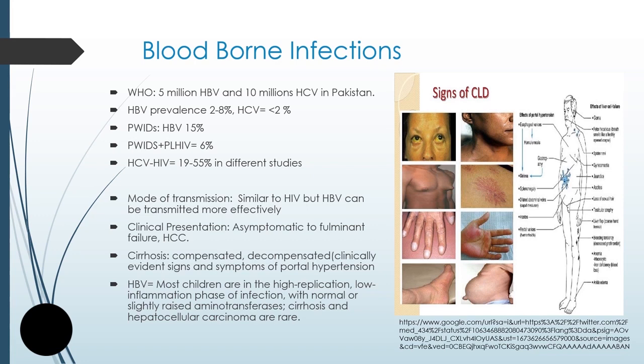The signs of decompensated liver cirrhosis or chronic liver disease include presence of jaundice, spider nevi, gynecomastia, Dupuytren's contracture, clubbing, palmar erythema, and signs of portal hypertension like splenomegaly, prominent veins on abdomen, umbilical protrusion, etc. Hepatitis B virus in children usually remains in high replication state and low inflammation phase, with normal or slightly raised aminotransferases. Cirrhosis and hepatocellular carcinoma are rare in children.